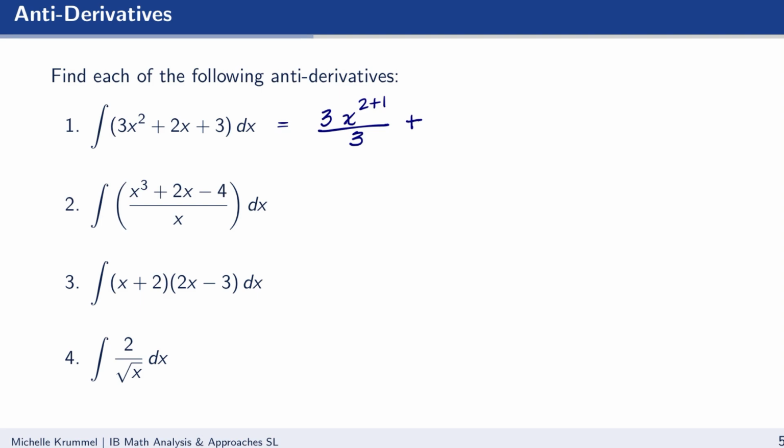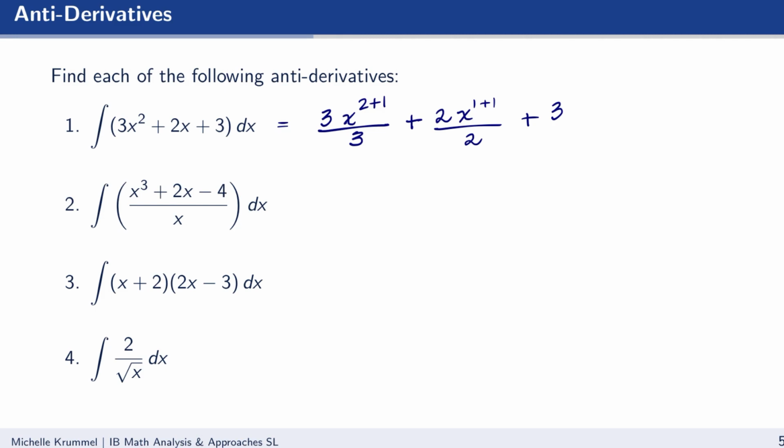Plus 2 is a constant multiple, so that remains. X, we're going to increase the exponent by 1. Now, x is the same as x to the power 1, and we're going to increase that by 1. So the new exponent is going to be a 2, and then we're going to divide by the new exponent. It's just coincidence at this point that the coefficient in the numerator and denominator match. That doesn't always happen. Plus 3.